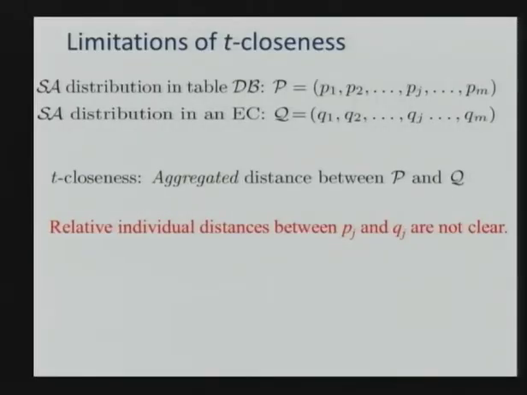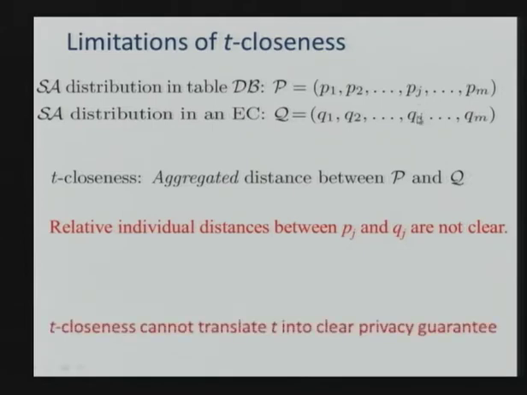However, based on our analysis, even T-closeness still has limitations, because EMD is actually an aggregate distance function. So it calculates the difference between P and Q. Given a T value, we actually don't know the individual difference between Pj and Qj. In such a way, we cannot translate T into any clear privacy guarantee. Do you have some questions? Maybe you do not understand what I'm talking about.